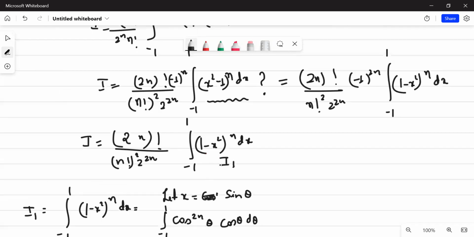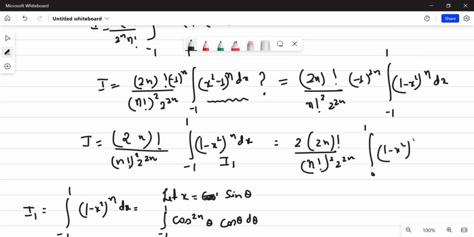Sorry, it will not be minus 1 to 1. Let's make life a little easier. Because this is an even integral, take a 2 common. So this will be 2n factorial upon n factorial whole square, and then 2 to the power 2n, and this will be the integral from 0 to 1 of (1 minus x squared) to the power n dx. Is that clear? So life becomes easier for us.